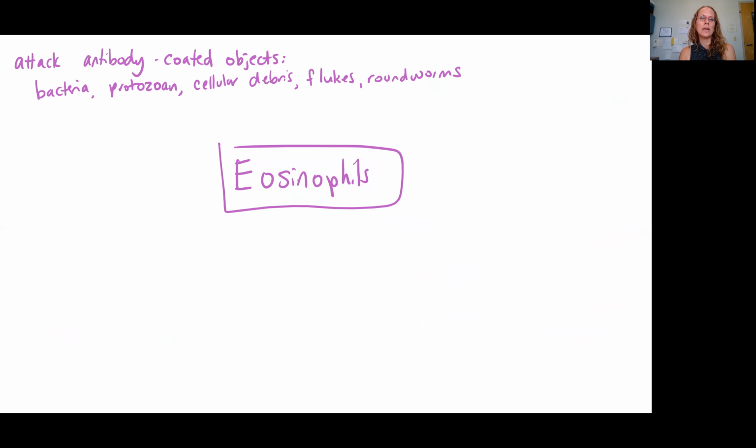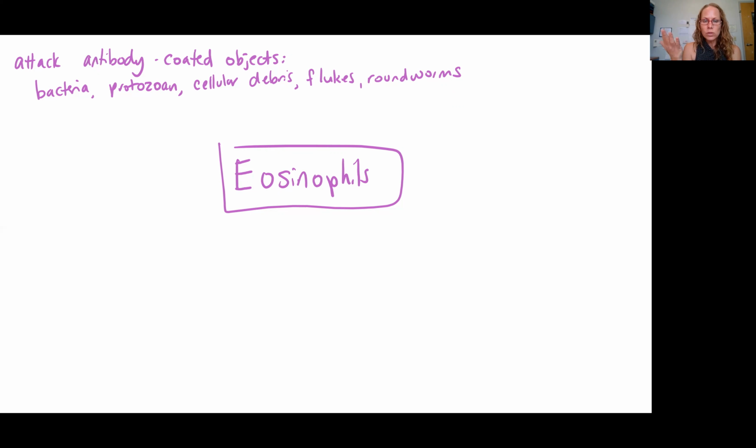Eosinophils are also attacking antibody-coated objects, but in this case, we have the word object because we're getting both tiny things like bacteria and protozoans, which are small but quite a bit bigger than those bacteria. And then also we can see cellular debris is being removed here, and big stuff like flukes and roundworms, things that are visible to the naked eye.